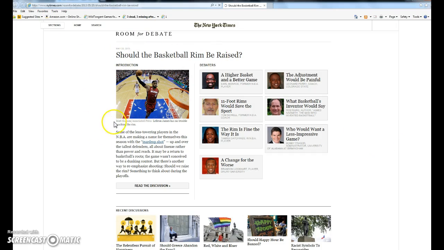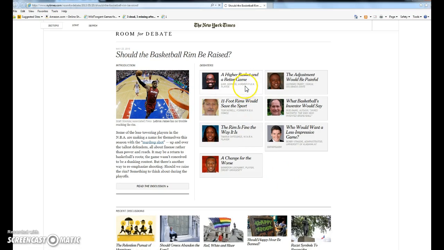Should the basketball rim be raised? It tells you a little bit about it over here, what the issue is. You can see this issue has 7 articles. You don't have to read all 7. You can kind of just look even at the titles and determine which side they're on. This one says higher basket and a better game. So obviously this person thinks, yeah, I think we should raise the rim. It would make the game better.